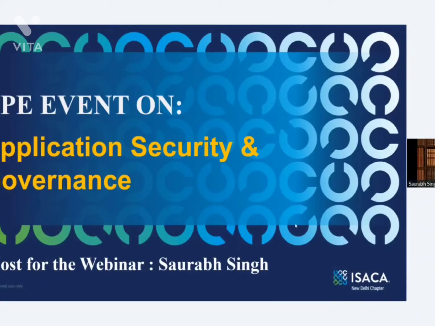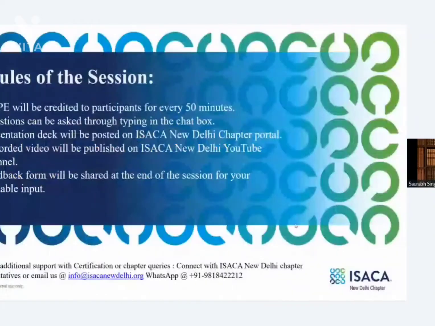So the topic of today is application security and governance, and the rules are that for 50 minutes you will get 1 CP, and this is a 2 hour session. So if you join the full session, which I believe you will, then you will receive 2 CP for today's event. You can ask your questions in the Q&A box, and we will take those questions in between the session as well with the topics.